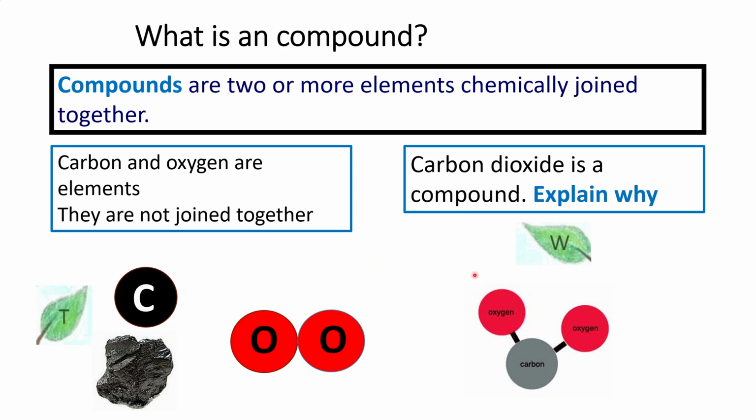Now if you look over on the right here, we have got carbon dioxide. That is 1 carbon atom joined to 2 oxygen atoms. So we should now be thinking, this is a compound, and it's a compound specifically because you have got 2 different atoms that are joined. And we usually either stick them together like this, or we write a little stick, like a little bar, in between them to show that they are chemically joined together.